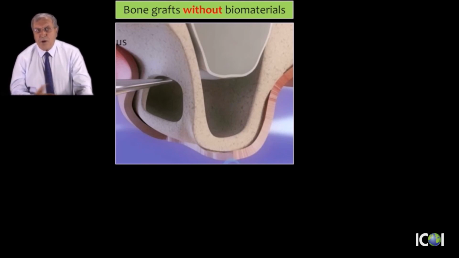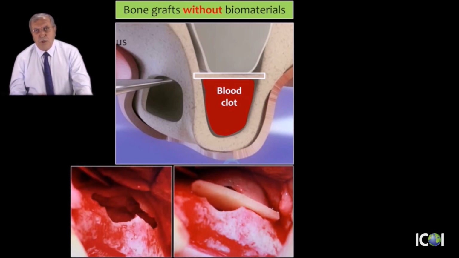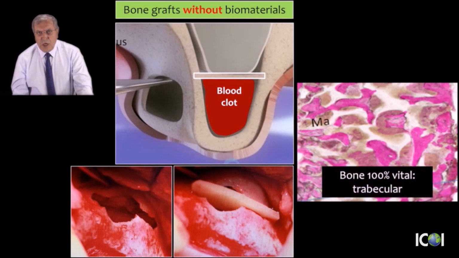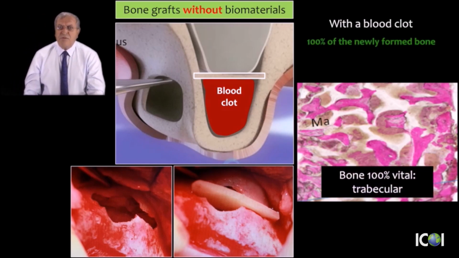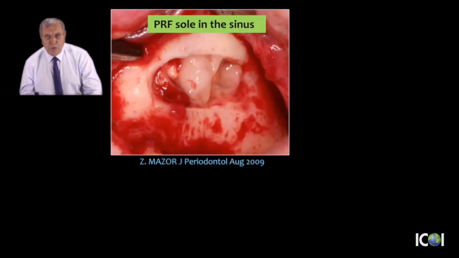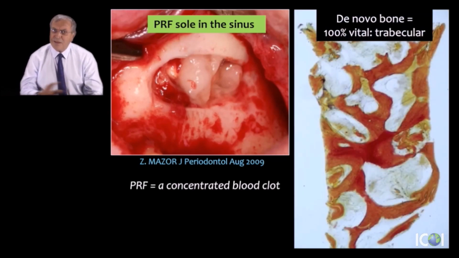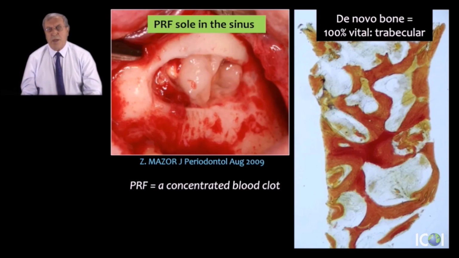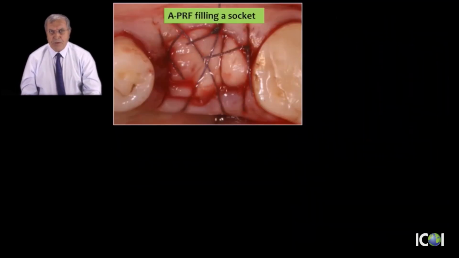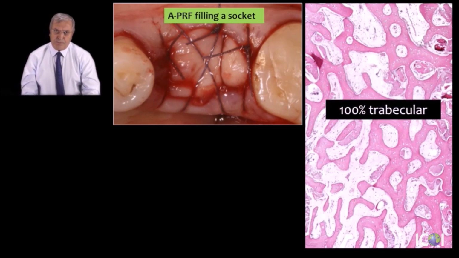When we graft without biomaterials, for example, we put a plate in the sinus and leave only the blood clot. After a few months, we do histology, and what do we see? We see 100% vital bone, perfect bone. When we do a sinus lift with PRF, a blood concentrate, we meet exactly the same quality: 100% vital bone, only trabecular. When we fill a socket with PRF, we meet again the same quality, 100% trabecular.